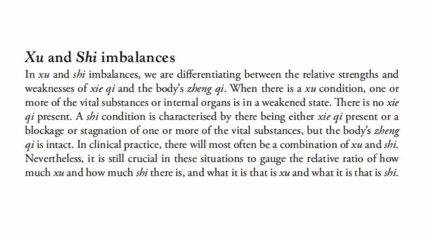Deficiency and excess imbalance. In deficiency and excess imbalances, we are differentiating between the relative strengths and weaknesses of the pathogenic qi and the body's zheng qi. When there is a deficiency condition, one or more of the vital substances or internal organs is in a weakened state. There is no pathogenic qi present. An excess condition is characterized by there being either pathogenic qi present or a blockage or stagnation of one or more of the vital substances, but the body's zheng qi is intact.